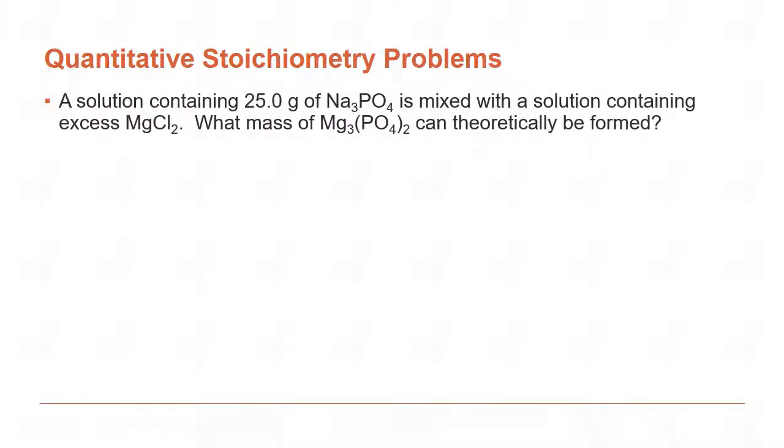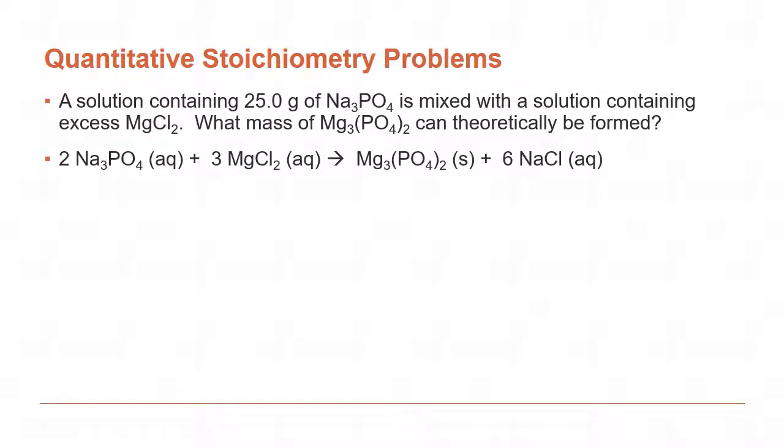So let's stick with this particular chemical reaction. In this problem, we see that a solution containing 25 grams of sodium phosphate, so this reactant here, is mixed with a solution containing excess magnesium chloride. Now, magnesium chloride is our second reactant. When we see the word excess, that's a good clue. It tells us that we have plenty of magnesium chloride to react with all of that 25 grams of sodium phosphate. So all I need then is to determine what mass of the product, magnesium phosphate, I can produce based on the assumption that all of that 25 grams of sodium phosphate reacts.